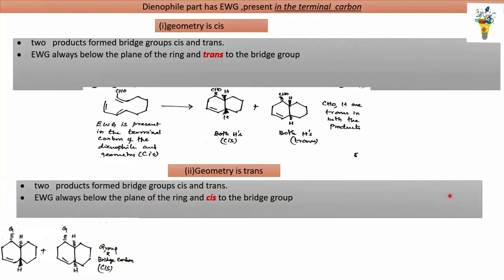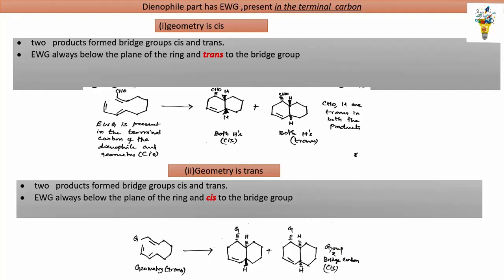The product is different. So what about here? See the group is in the terminal, but it is in the trans position. Here the geometry is cis. The two hydrogen atoms are cis. Here the geometry is trans. One is here and one is here. Okay. Now you get the two products, both cis and trans. So it is a trans and it is a cis. And what's the difference? The electron withdrawing group is below the plane, and the bridge is cis too. The bridge hydrogens are in the cis position. See here the bridge hydrogens are in the trans position, always trans.